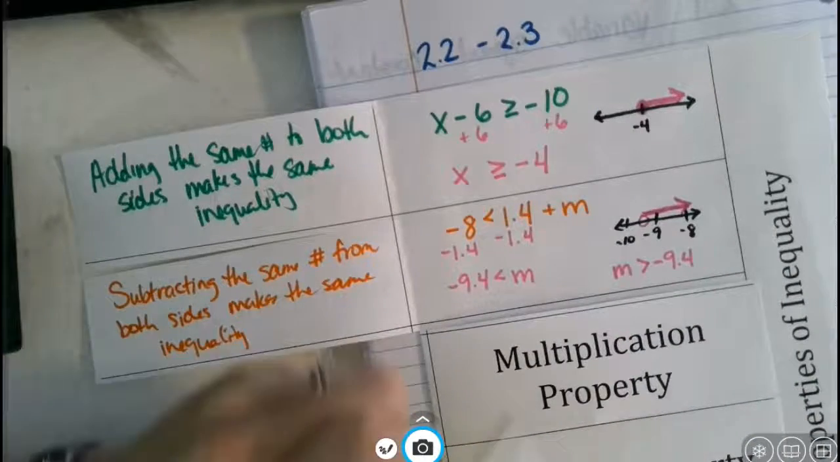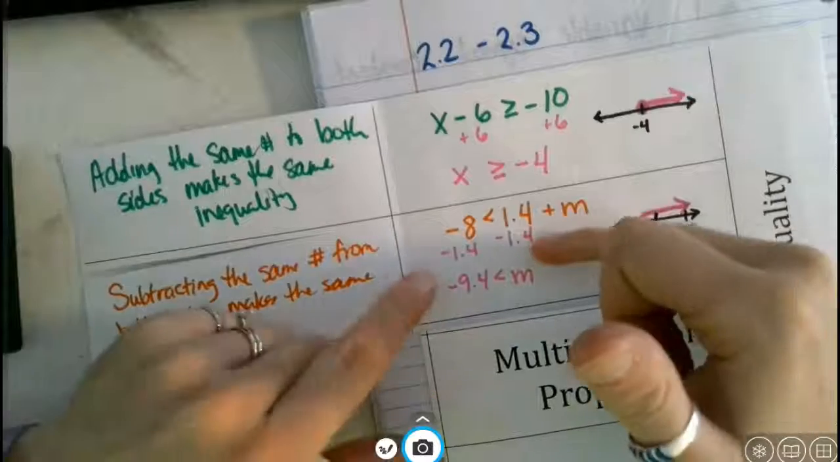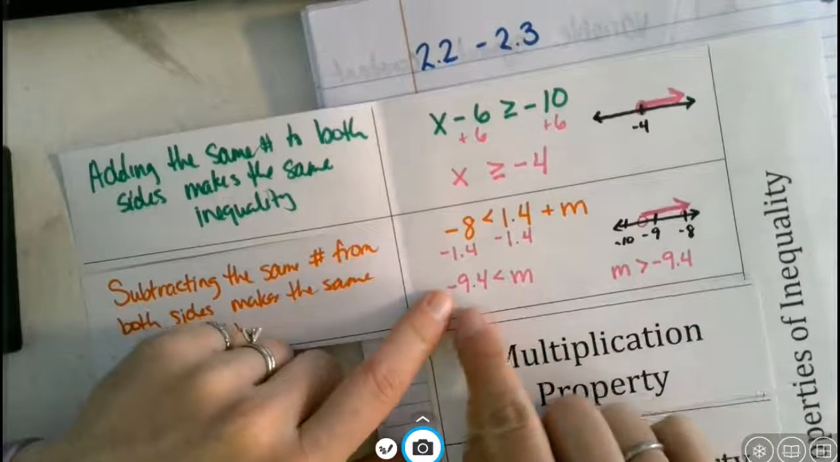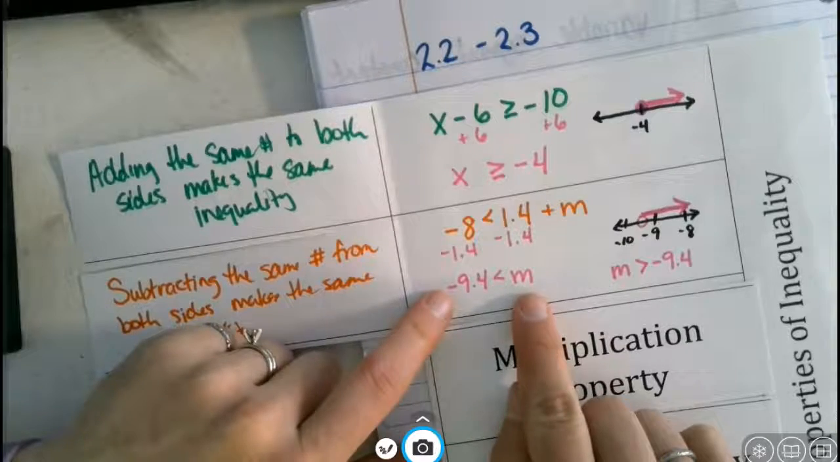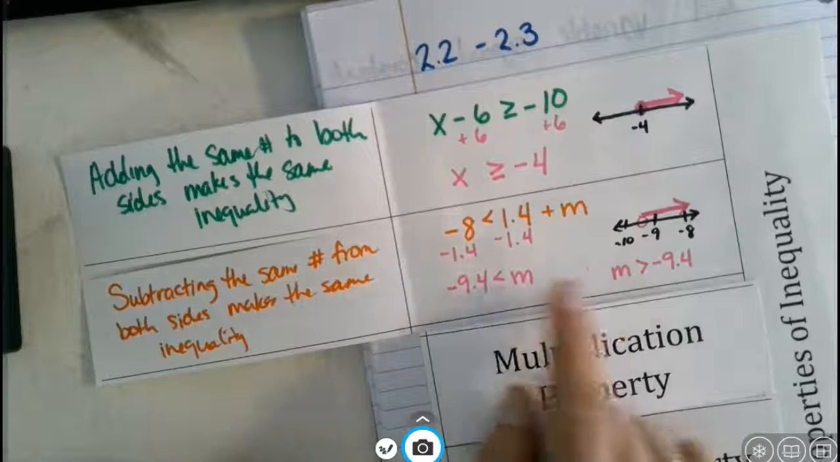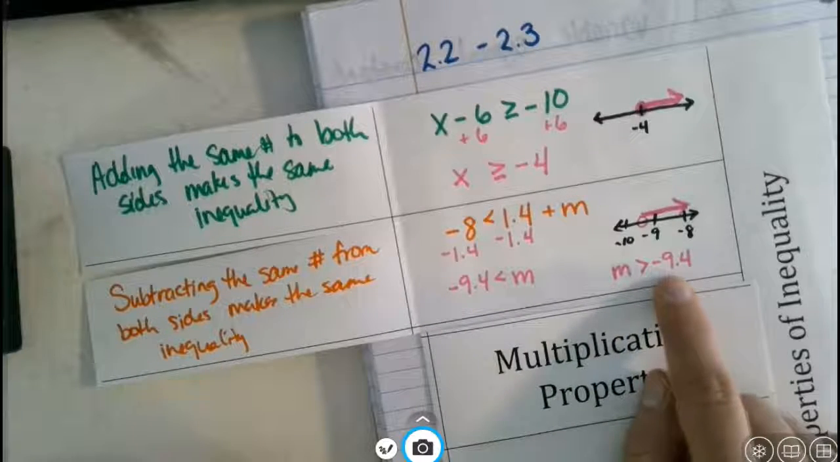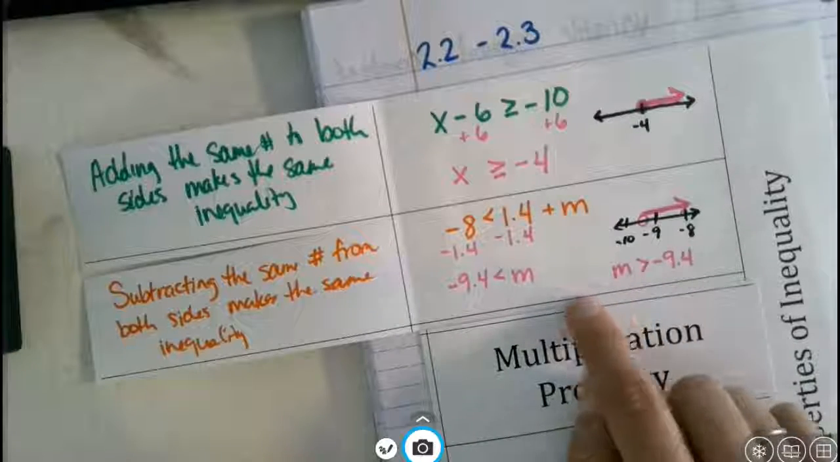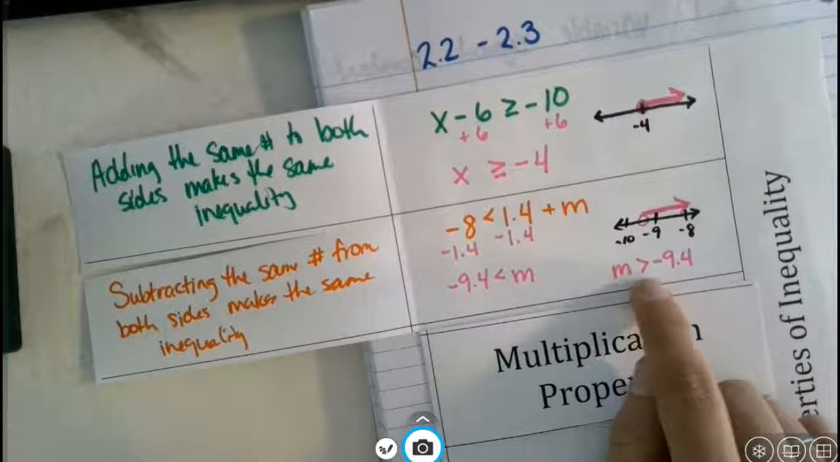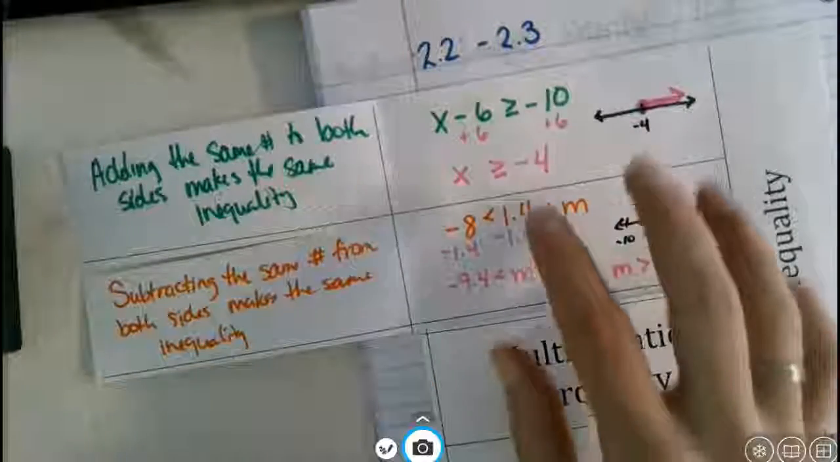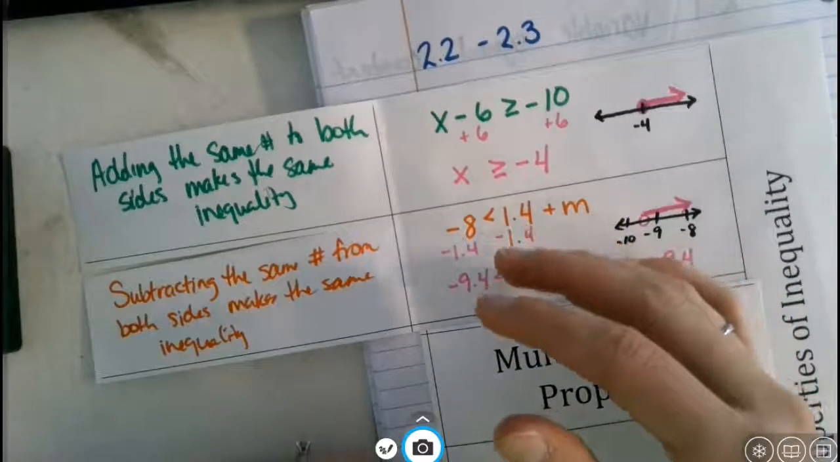This is an example of not only the subtraction property, but also how I can take my inequality that I end up with and flip it over so that my variable is on the left side. This makes graphing a whole lot easier because then our symbol actually tells us the direction that we shade, and it's just easier to read. Now it's m is greater than negative 9.4. Go ahead and use both of these symbols to help us along with that.